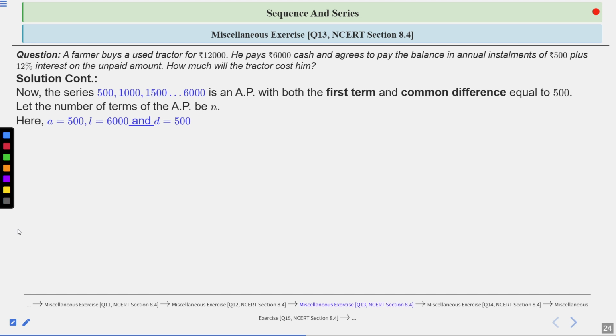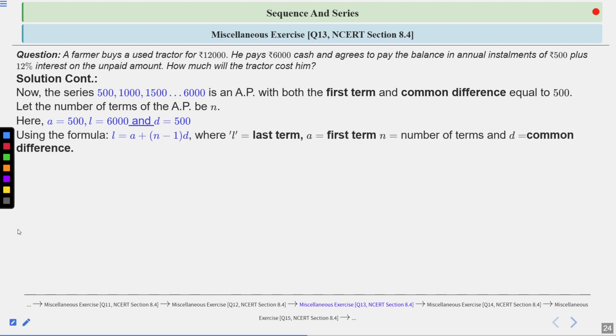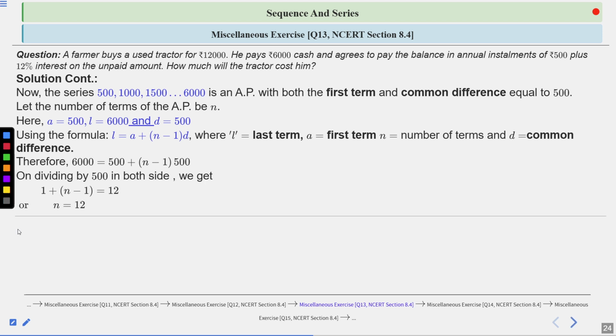Here A is equal to 500, L is equal to 6,000, and D is equal to 500, right? L means last term is equal to 6,000, and D, common difference, is equal to 500. Using the formula L is equal to A plus n minus 1 into D, where L is equal to last term, A is equal to first term, n is equal to number of terms, and D is equal to common difference, we can write: 6,000 will be equal to 500 plus n minus 1 into 500. On dividing 500 on both sides, we get 1 plus n minus 1 is equal to 12, or n is equal to 12, right? n will be equal to 12. Got it?